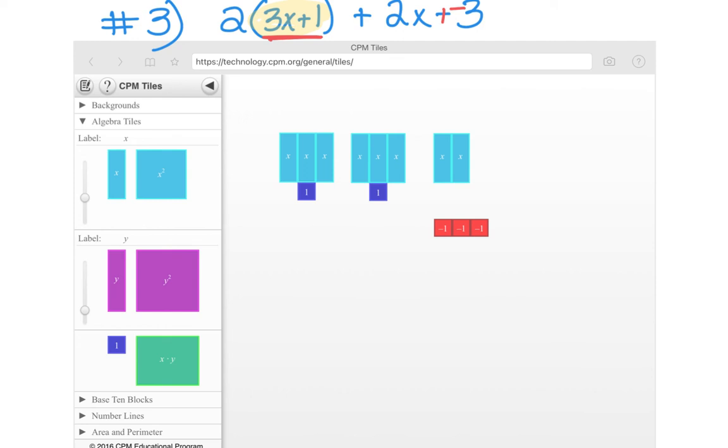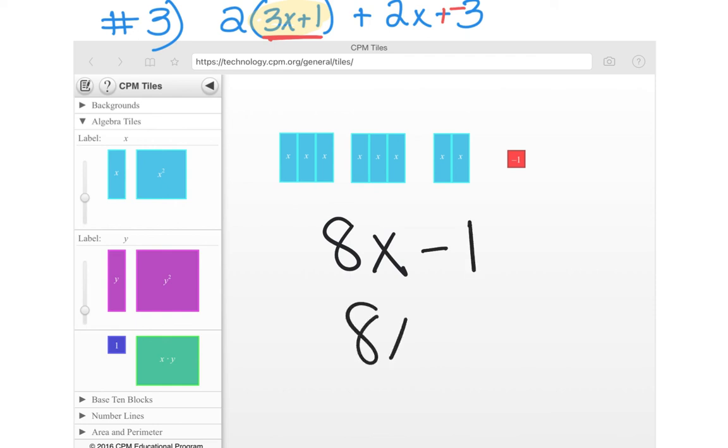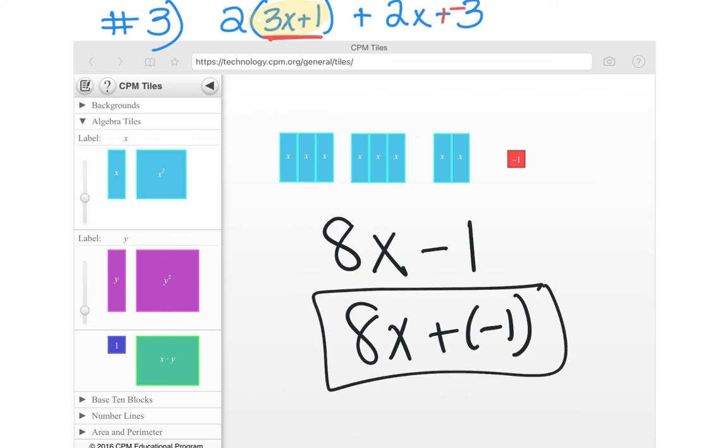All right. And so to simplify this expression, I need to combine my like terms and get rid of any zeros that I see. So I have a positive 1 and a negative 1. Those can be cleared. There's another positive 1 and a negative 1. Those can be cleared. And all that I'm left with here is 1, 2, 3, 4, 5, 6, 7, 8x minus 1, or 8x plus negative 1. Either one of those would work for my simplified expression.